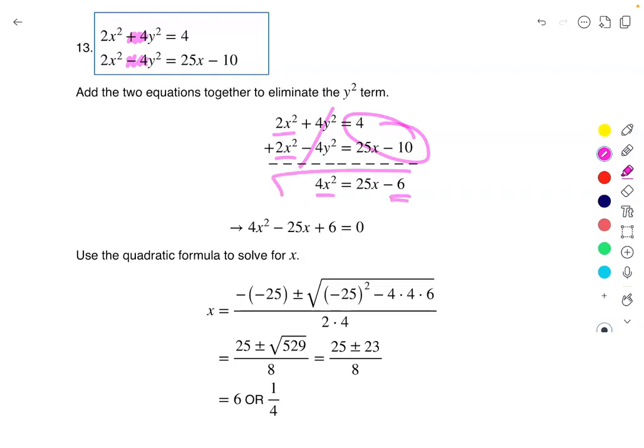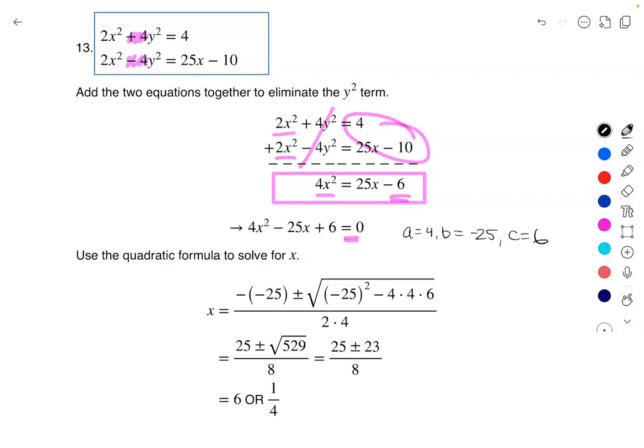Now, this is a quadratic equation, right? So we're going to set it equal to 0, and you could either factor or use the quadratic formula. In this case, I couldn't factor it. Well, no, I think that's a lie. I think I might have just lied to you. I could have factored it, but it looks like from my work I opted to use the quadratic formula. And here, a would equal 4, b would equal negative 25, c would equal 6, and you can see my work there.